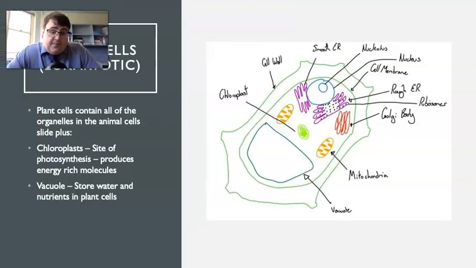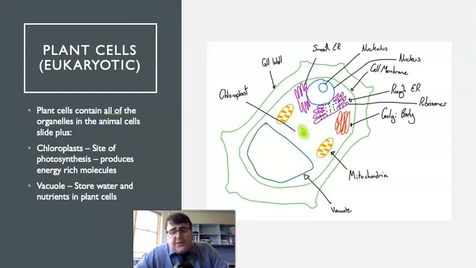Next up, we're going to have our plant cell over here. So plant cells will contain all of the organelles in animal cells, so the ones we just looked at, plus a few extra. So just quickly as well: smooth endoplasmic reticulum, rough endoplasmic reticulum, Golgi body, mitochondria, nucleus, nucleolus, but it also contains chloroplasts, which is this green one here, which is the site of photosynthesis, helps us produce energy-rich molecules from carbon dioxide and water, because plants don't eat, they have to make their own food.